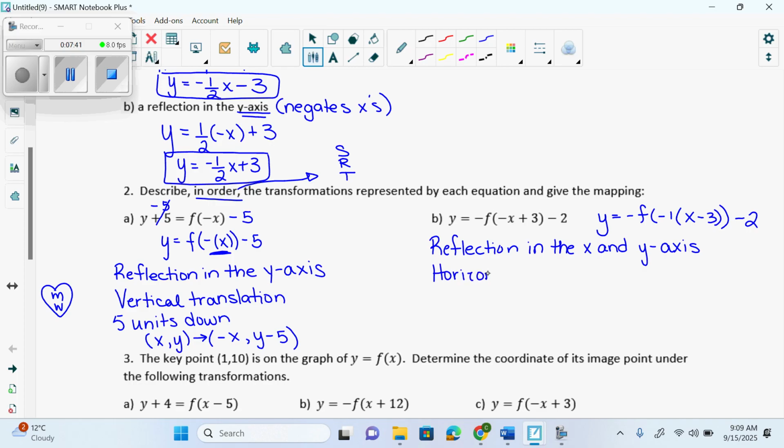Horizontal translation, 3 units right. Because we're crossing the arrow. We're going from equation to words, right? That is a G. Ooh, scary. When you cross the arrow, it switches. So if it's x minus 3, it's actually a horizontal translation, 3 units right. And y's are awesome. They're always the same. So a vertical translation, 2 units down.